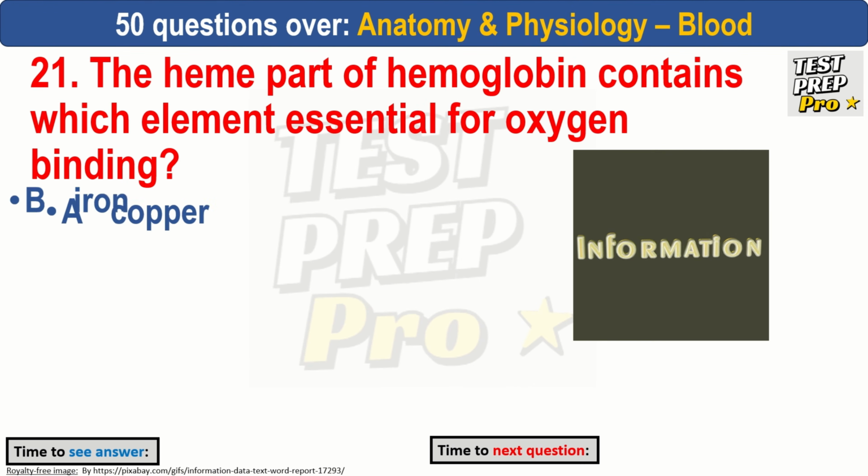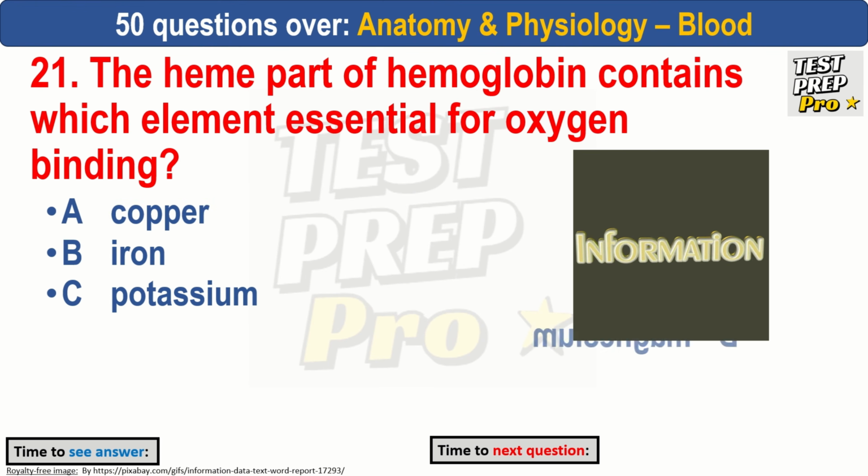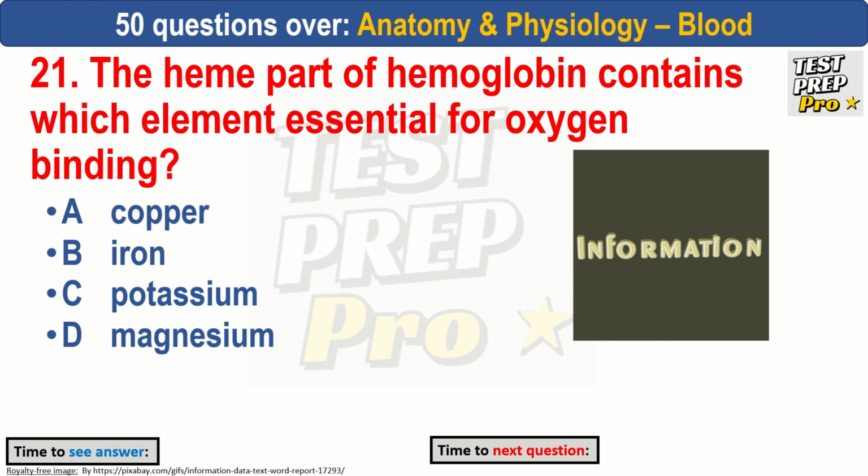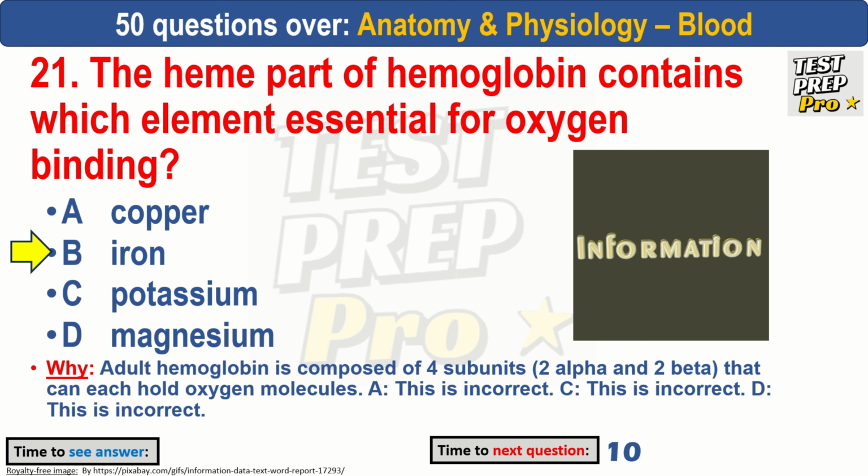The heme part of hemoglobin contains which element essential for oxygen binding? Is it A, copper, B, iron, C, potassium, or D, magnesium? Which would apply? It's going to be a big component of hemoglobin. It'd be iron. So again, hemoglobin is made up of lots of protein, but it's got this iron aspect of it in the heme group.